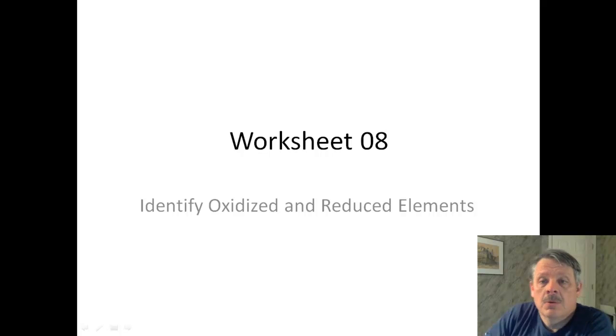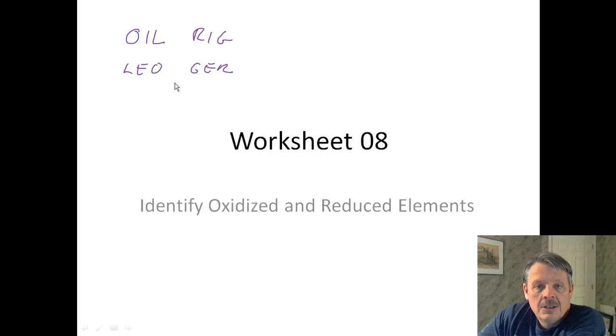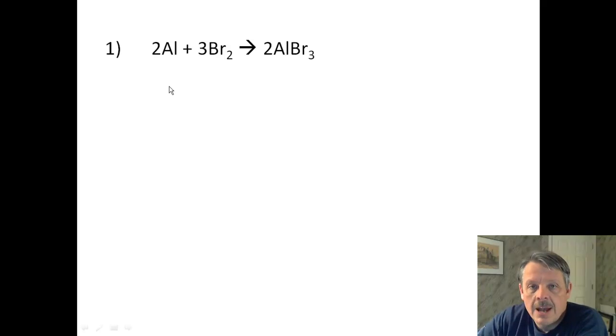Alright folks, welcome back. We're going to do worksheet number 8, identifying oxidized and reduced elements. Just a couple of things to remind you of. Oxidation is the loss of electrons and reduction is the gain of electrons. Or another way is that Leo the Lion says Ger. Loss of electrons is oxidation and gain of electrons is reduction. So we just need to do that. That's what we're doing here: we're going to be tracking electrons when we talk about oxidation and reduction reactions.